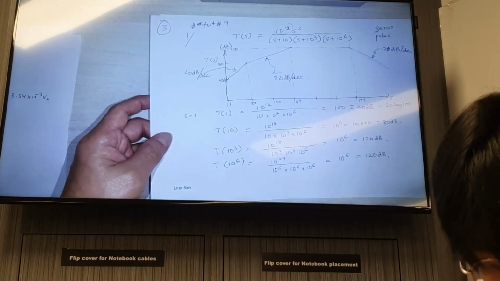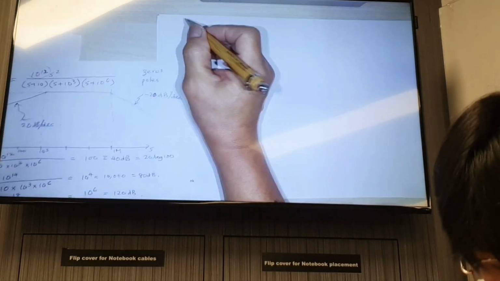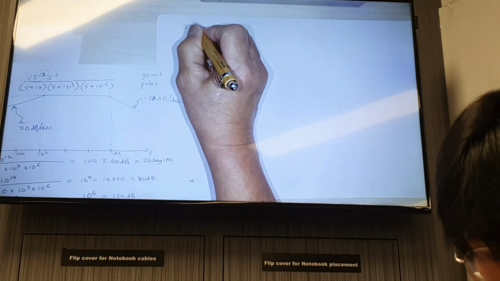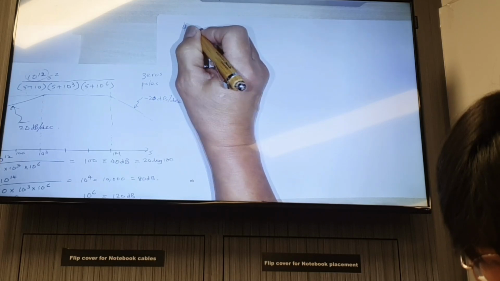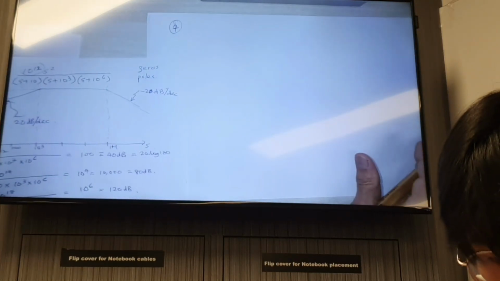Any question here? What happens if we don't approximate?